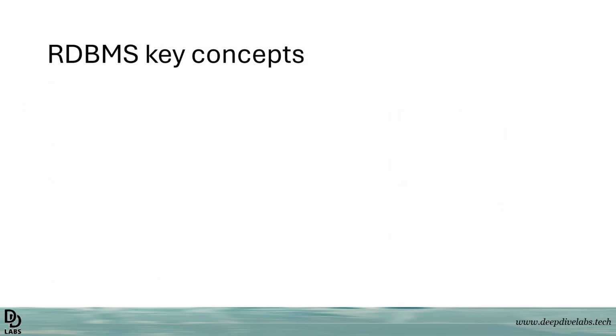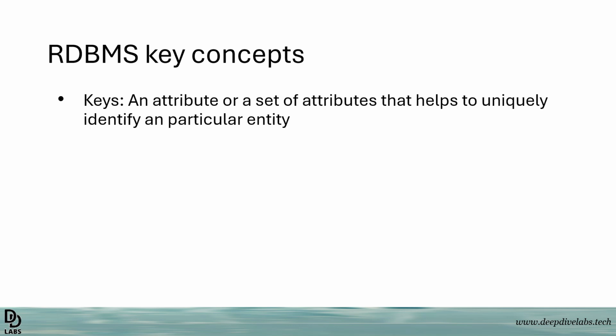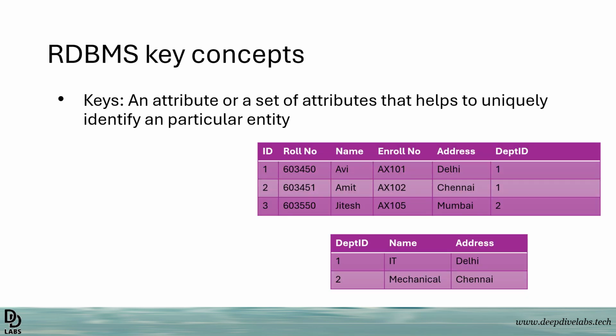Let's take a deeper look at the RDBMS key concepts. A key is an attribute or a set of attributes that help you uniquely identify a particular entity. A data table actually consists of multiple entities, right? Each row is an entity. Okay, so let's take an example of a student table and a department table to understand what the different keys are. A key need not just be one attribute. So a key can also be a composite key.